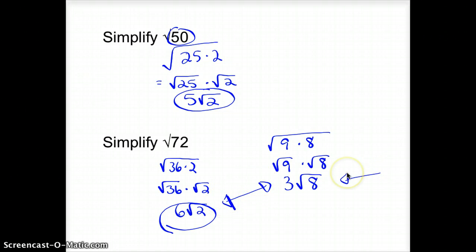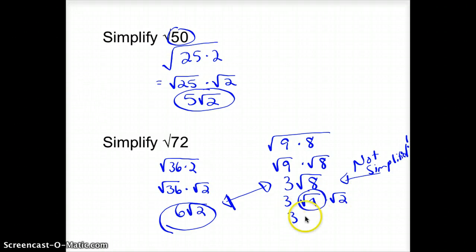This is not simplified. Okay? The reason being is because 8 still has a perfect square that goes into it. So you may notice that 4 goes into 8. So I'm going to have to keep going in this case. If I didn't pick the biggest perfect square right away, I'm going to have to keep going. So square root of 8, that's square root of 4 times square root of 2.